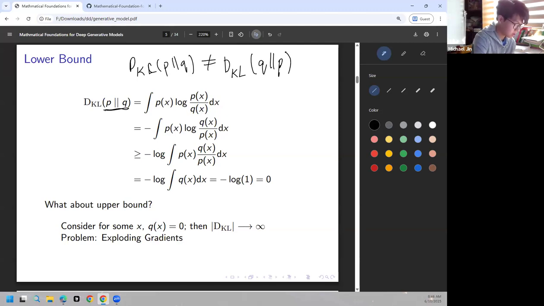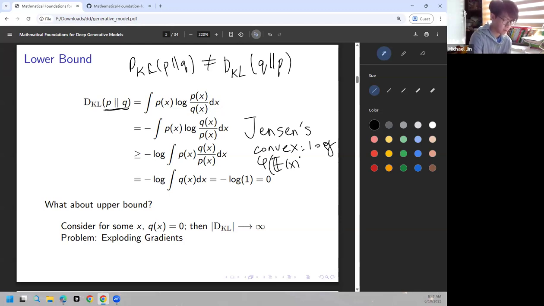We can use math to see that the KL divergence, if we use Q to encode P, is greater than or equal to 0. What we use here is Jensen's inequality, right? We know the negative log function is convex. So for Jensen's, a convex function phi taken on the expectation of X is always less than or equal to taking the function phi first and then the expectation, right?